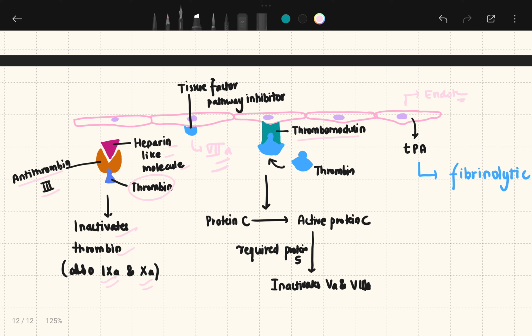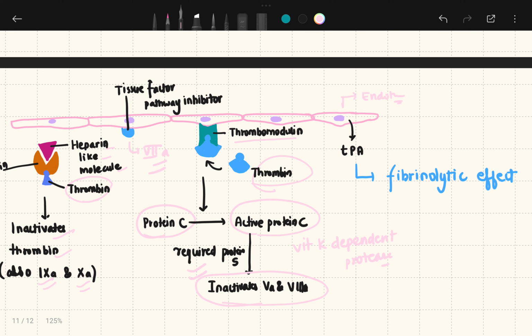Third is thrombomodulin. Thrombomodulin binds with the thrombin, and then it activates protein C, which is a vitamin K dependent protease. What is protein C? It is a vitamin K dependent protease, which requires protein S to act, and it inactivates factor Va and VIIIa.